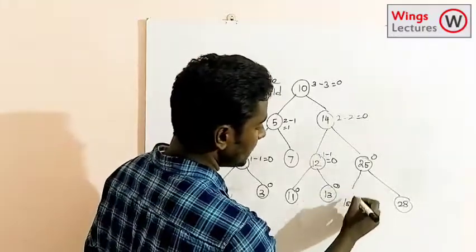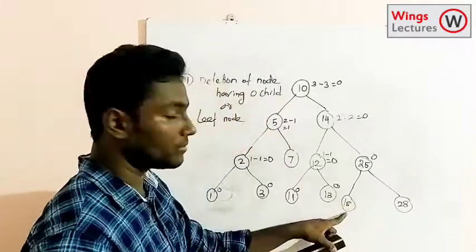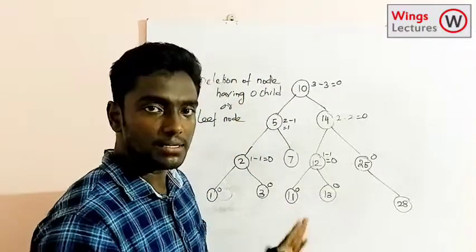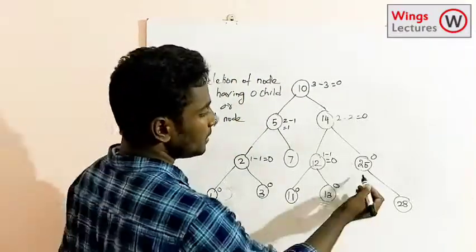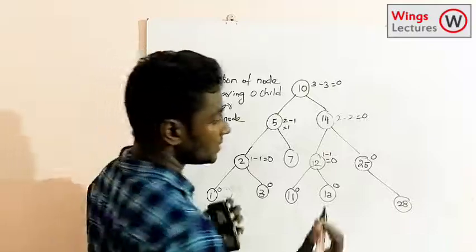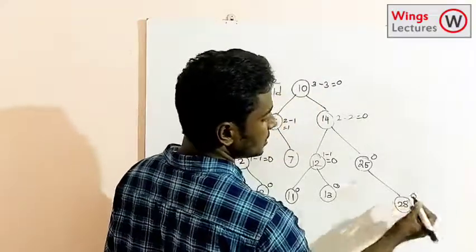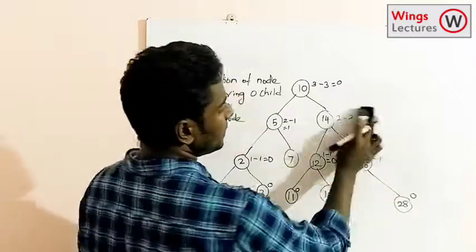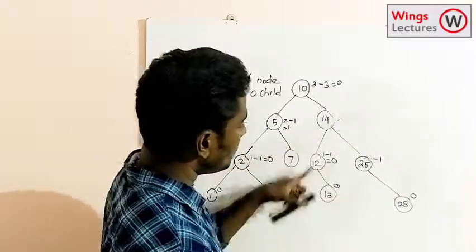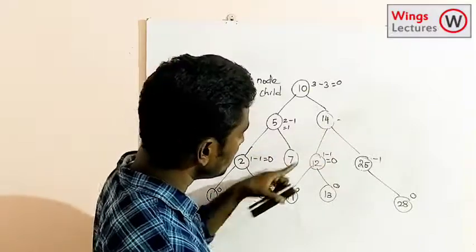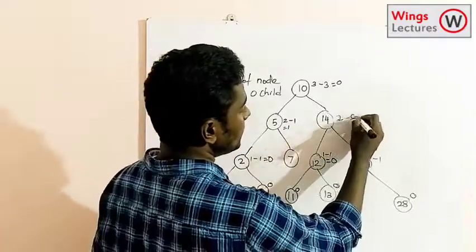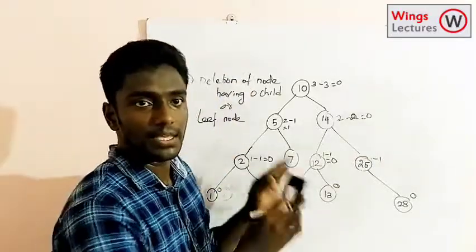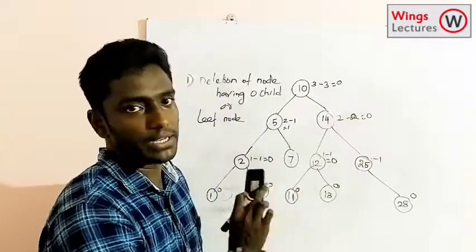So here I had 18 before, so I am going to delete 18 now. There are no procedures, directly you can delete the node 18, and you have to check the balance factor. That is very important. Balance factor of 28 is 0 and balance factor of 25 now becomes -1. Let's see what will happen. Again the balance factor of 14 is 2 minus 2, 0. So after deleting 18, it's satisfying the balance factor of AVL tree, so there is no problem.